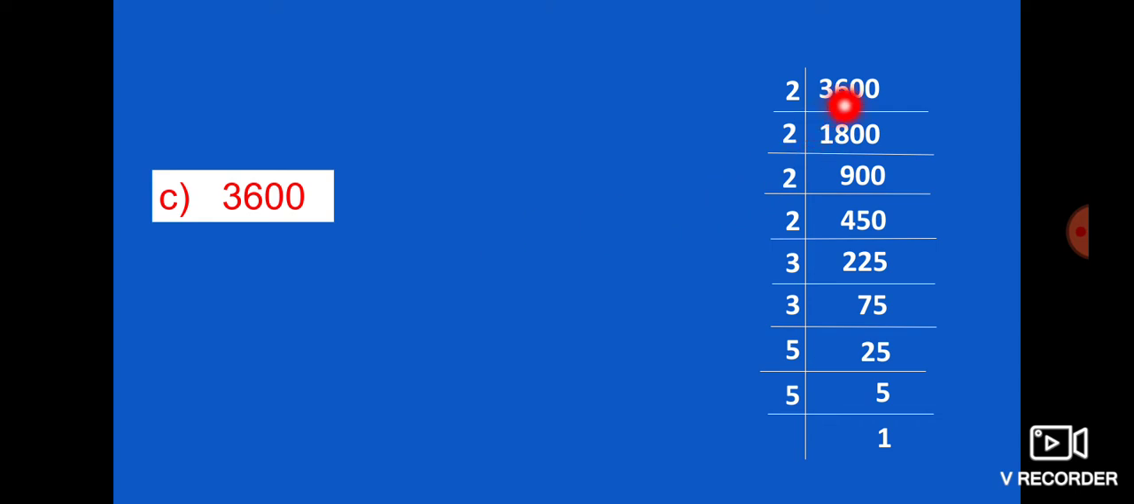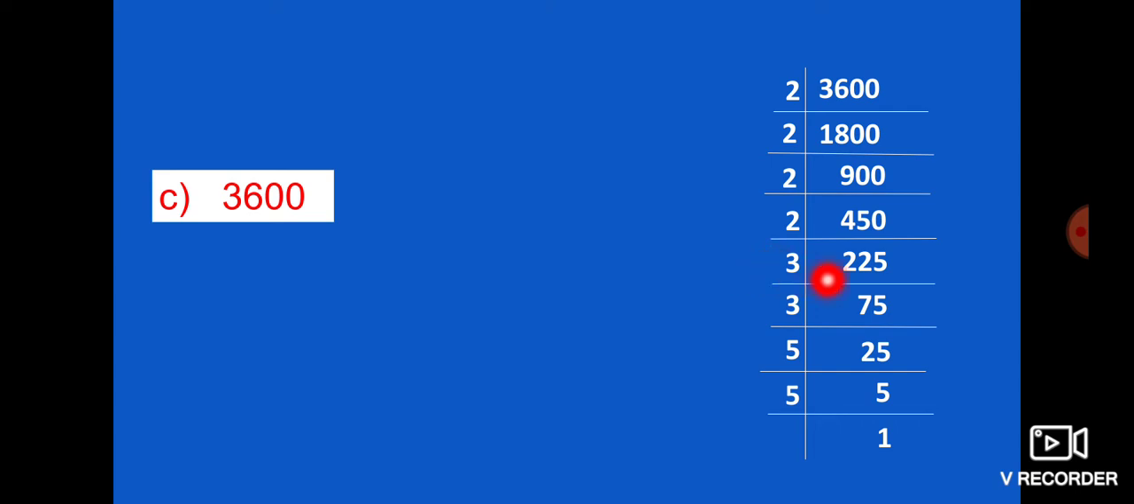Only take 36. In 36, how many 2s? 18. Then remaining 00. In 18, how many 2s? 9. Then remaining 00. Then 900. In 900, how many 2s? 450. In 450, how many 2s? 225. In 225, 2 is not divisible.